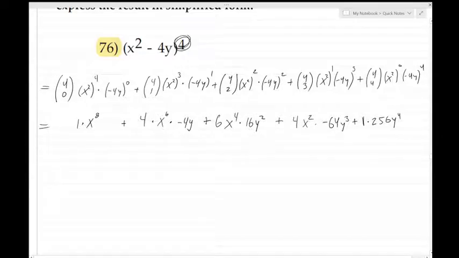So just one more step, and then I believe we have completed the whole expansion. So take a second to understand where things came from.